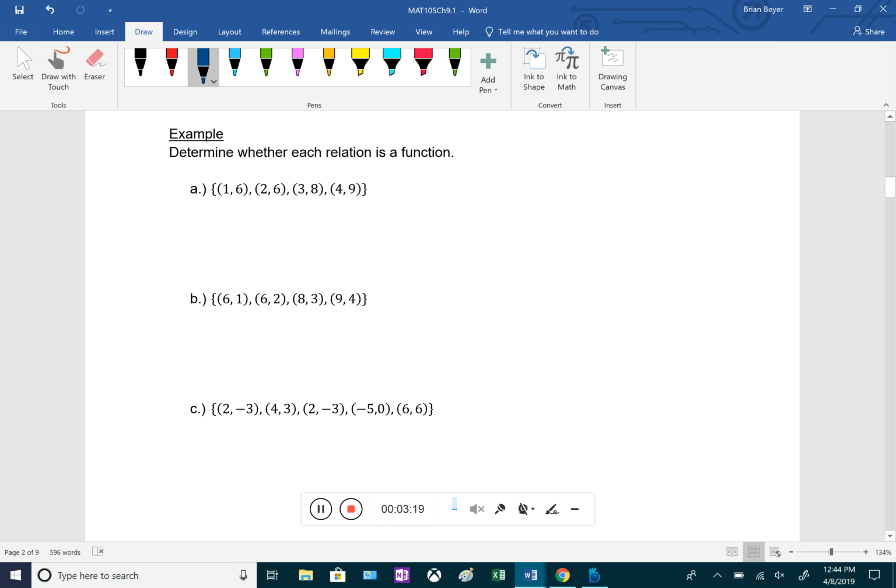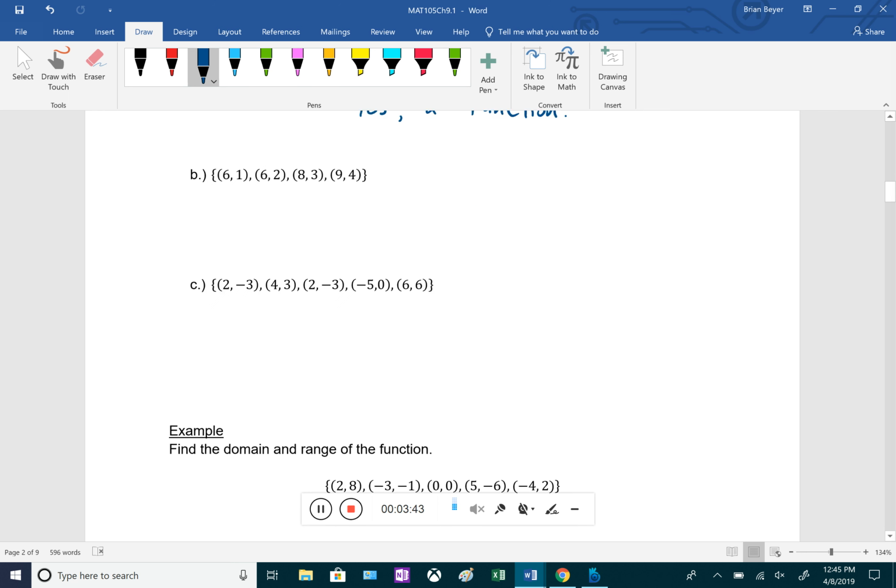This first one, we have the coordinates (1, 6), (2, 6), (3, 8), and (4, 9). Since each x coordinate only appears once, there's no repetition, that means each x coordinate will go to one y coordinate. So yes, this is a function.